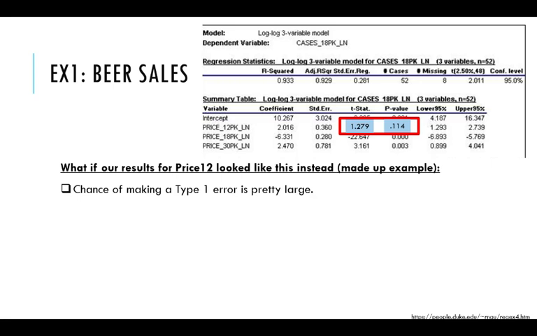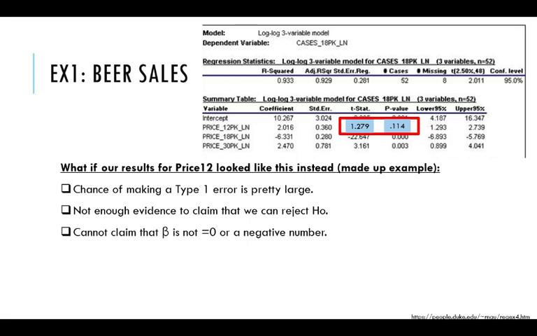Now, this means our chance of making a type 1 error is pretty large. And so there's not enough evidence to claim that we can reject the null hypothesis. And as we just said, we can't claim that beta, our coefficient, is not equal to 0 or equal to a negative number. So we need to be careful how we interpret a statistically insignificant result.